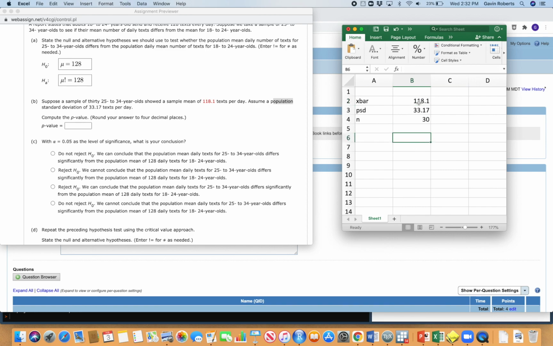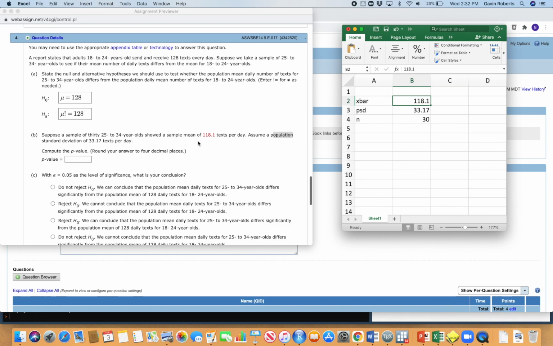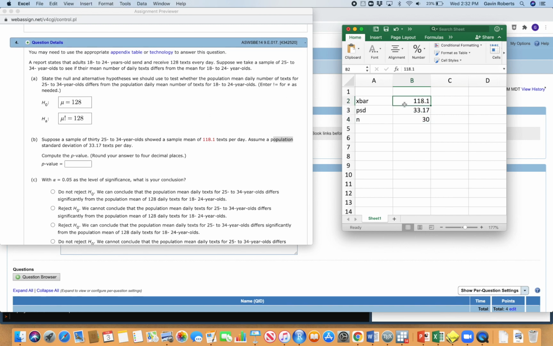But what we need to think about is, what's the probability of getting this particular number? If getting a number this far away from 128 has a very big probability in the distribution, then we'll say, no, I don't have any evidence that they're different, because there's a high probability that I would see what I observed in a world where the null hypothesis is true, or they are the same. Texts are the same.